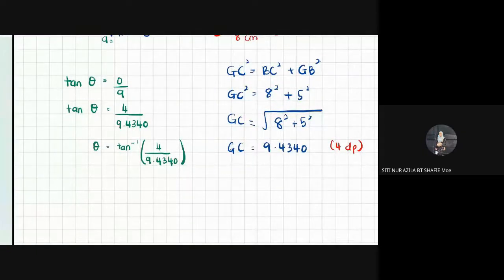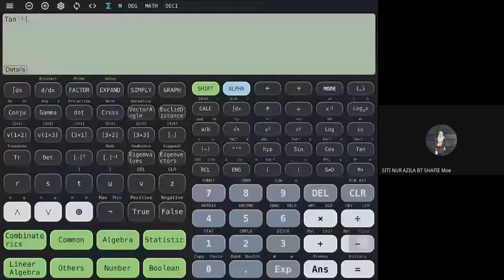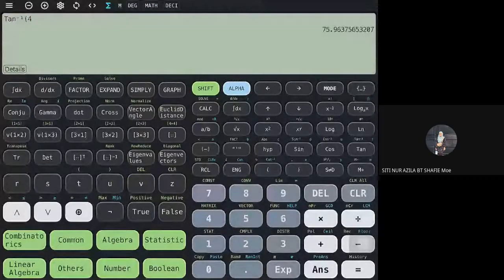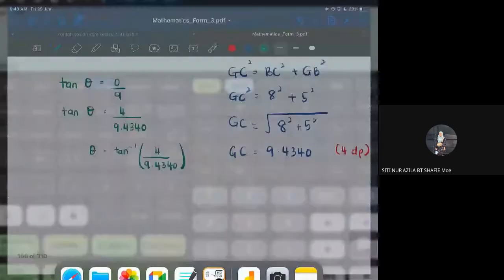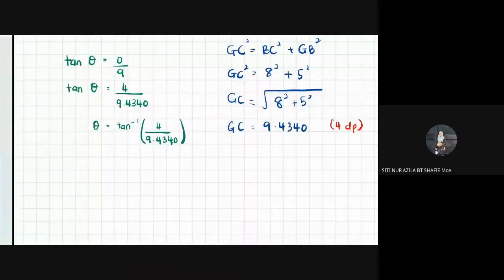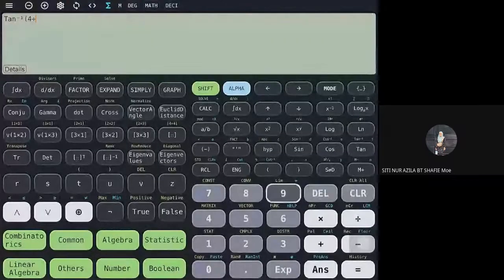4 divide by... Okay, you can use divide by. The answer is 9.4340. Close your bracket. Please close your bracket. Equal. 22.98. Okay, correct. Round it off to 2 decimal places.